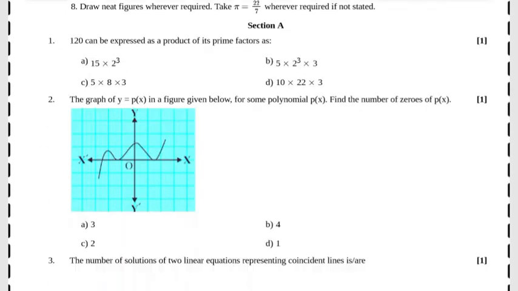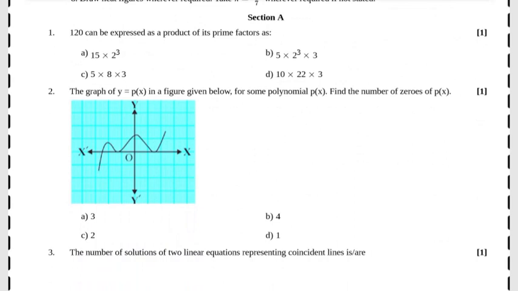This is the section A and this is the question number 1 of the section A. 120 can be expressed as the product of its prime factors. So 15 is not a prime number, so this is not a prime factor. 5 and 3 are prime numbers, so what will be the multiplication of this one? Then this is the 120. So the correct option of the question number 1 will be B.